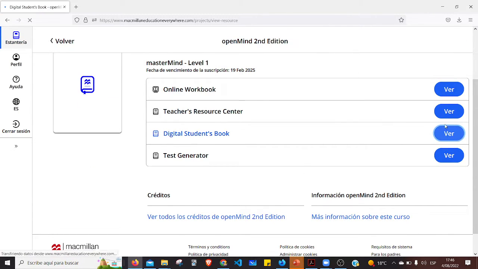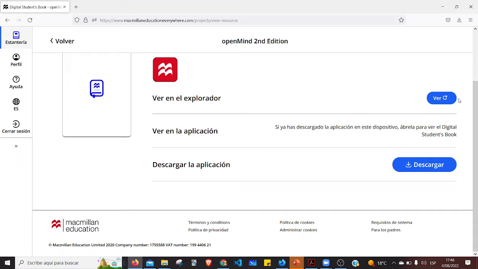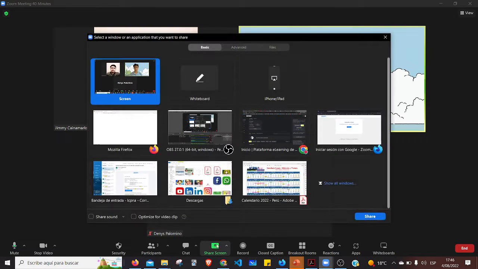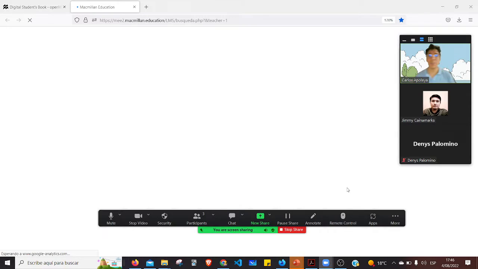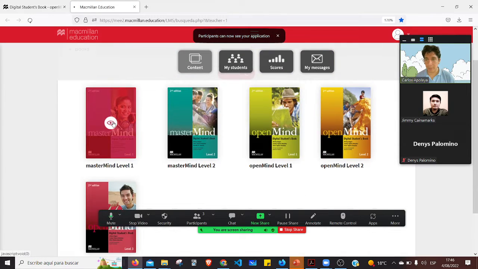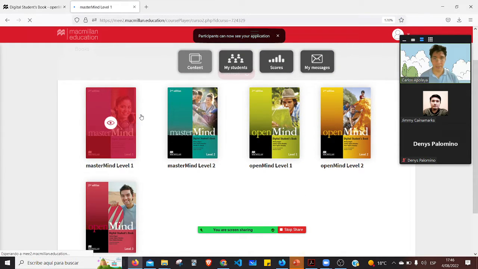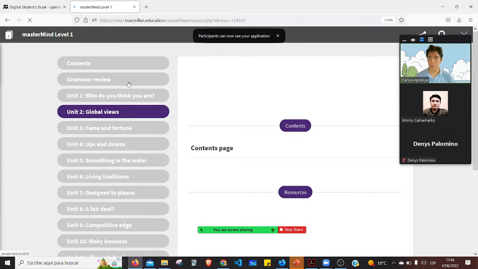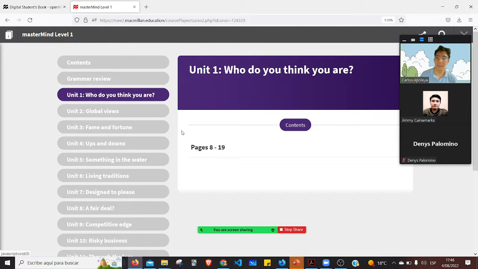Okay, if we finish the unit today, you will have a test. And I have the test right here, but we need to finish the book, the unit. So let's do it super quickly. Okay, we are in Mastermind. You're working with the purple one, right? The purple one. We are in the section, who do you think you are?